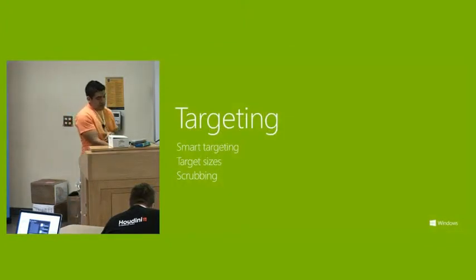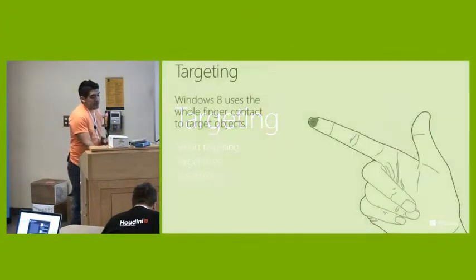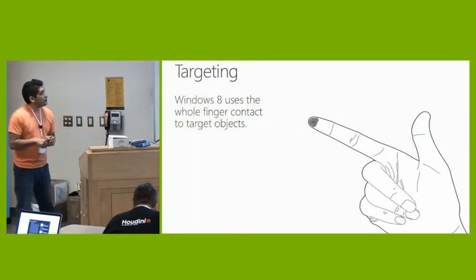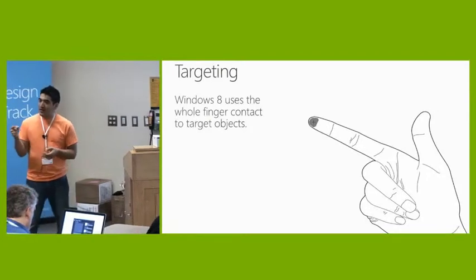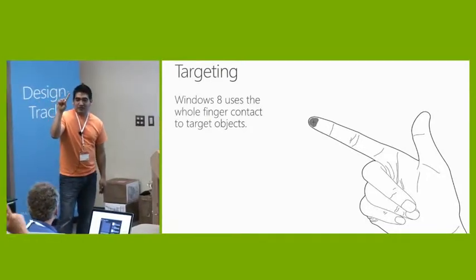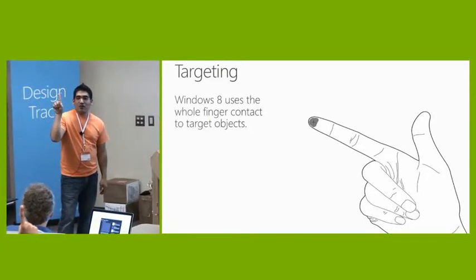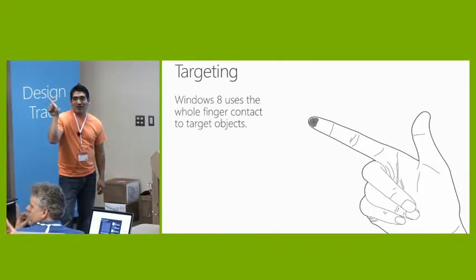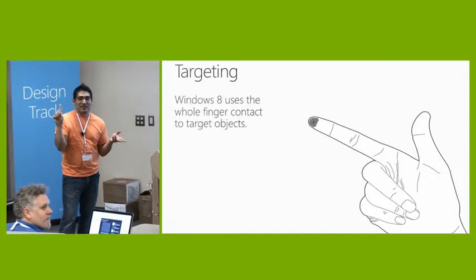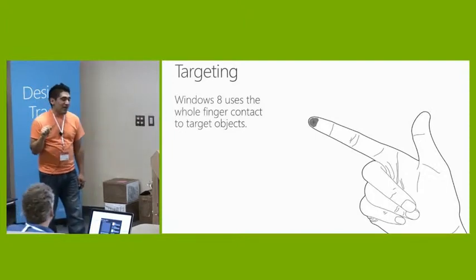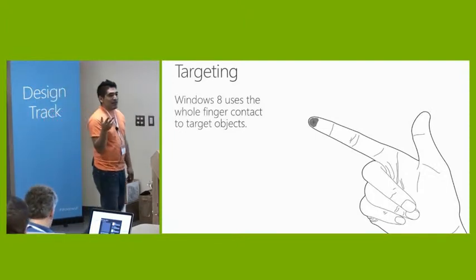So I want to talk a little bit about targeting, smart targeting, target sizes, and scrubbing. A lot of people say that they have fat thumbs or fat fingers. Can everybody lift up their index finger a little bit? Look around the room at everybody's finger. Now this is kind of odd, but you all, unfortunately, have pretty much the same size little index finger. Everyone says, I have fat thumbs or whatever.